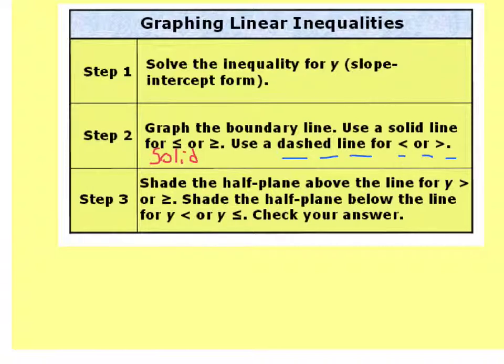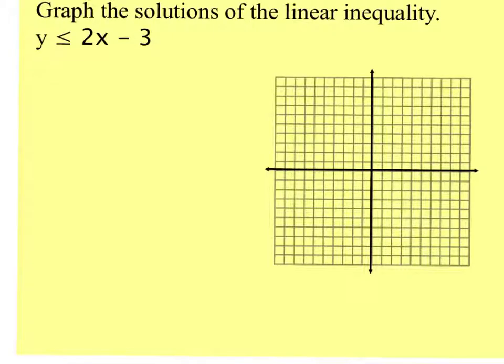Last step, shade the half of the plane above the line if y is greater than or equal to. Shade the half below the line if it's less than or equal to. I'll show you what that looks like. Check your answer. It's also a very important thing. If you don't understand shade above, shade below, you can also check your answer to see which part you shade. Here's our first example to graph.